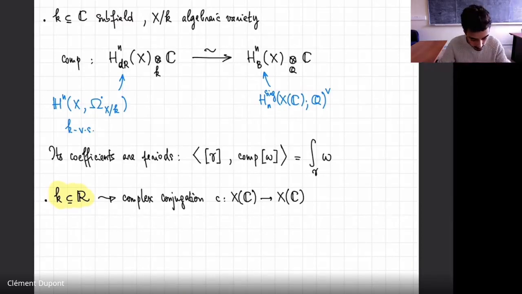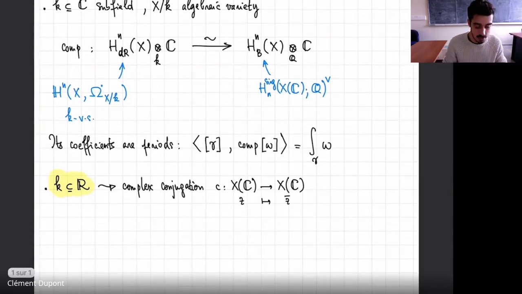Okay, and for this it's important that the equations defining X are with real coefficients. Otherwise this doesn't make sense. So if X is inside C to the N, for instance, it's really just Z goes to Z bar on each coordinate. That's just what this is. And this is not an algebraic mapping. It's not even holomorphic, but still it's a continuous mapping between two topological spaces. So you can see what this thing does in singular homology or singular cohomology.